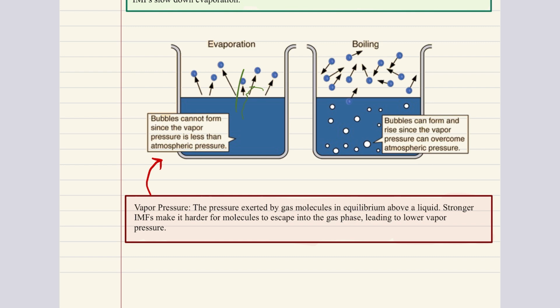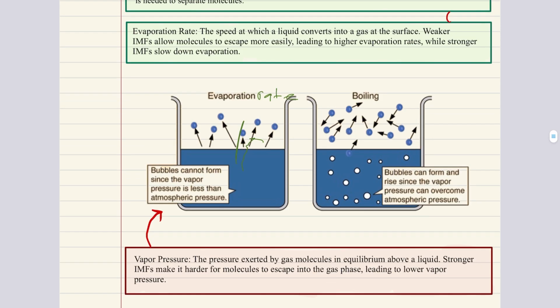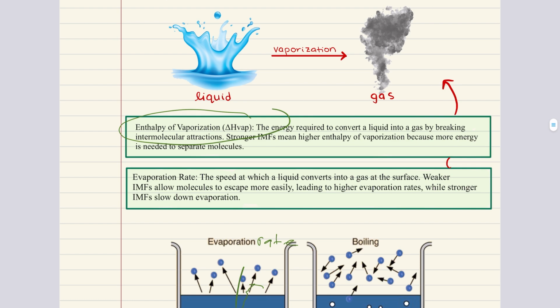This relationship explains why volatile substances like acetone evaporate quickly, whereas substances like glycerol, which have strong hydrogen bonding, evaporate much more slowly. The rate at which a liquid evaporates is referred to as the evaporation rate. And again, this depends on how easily molecules can escape from the liquid surface. Enthalpy of vaporization is another related concept. It refers to the amount of energy required to convert a liquid into a gas. The stronger the intermolecular forces, the more energy is needed to overcome them, meaning that substances with stronger intermolecular forces will have a higher enthalpy of vaporization.